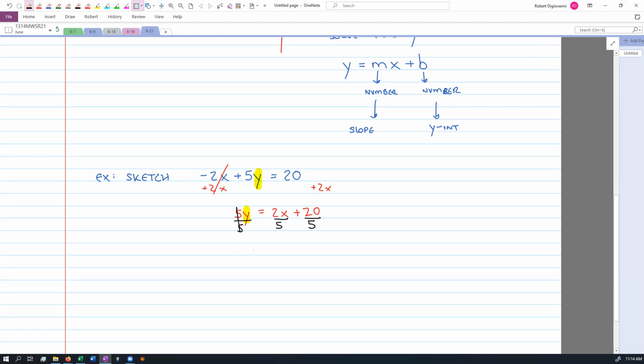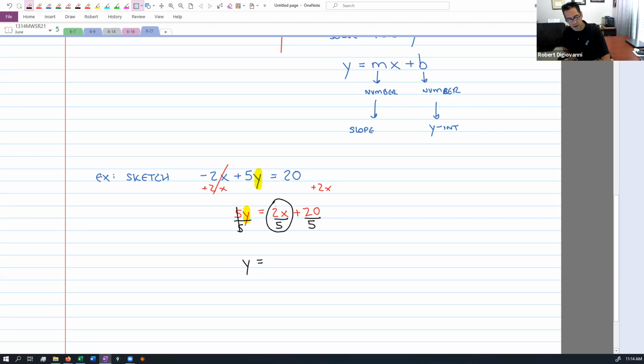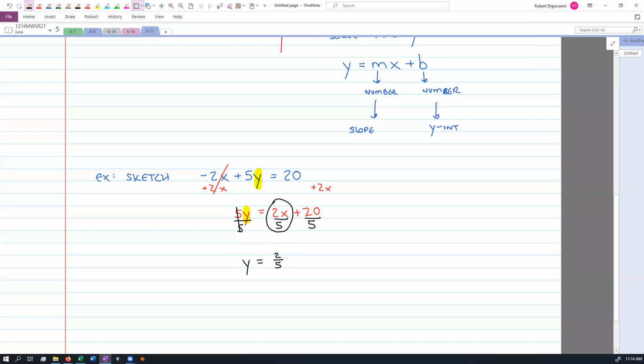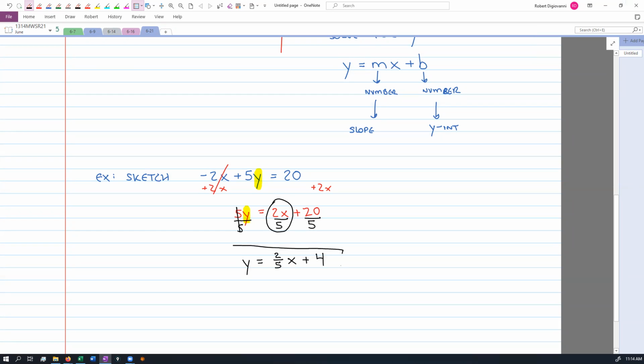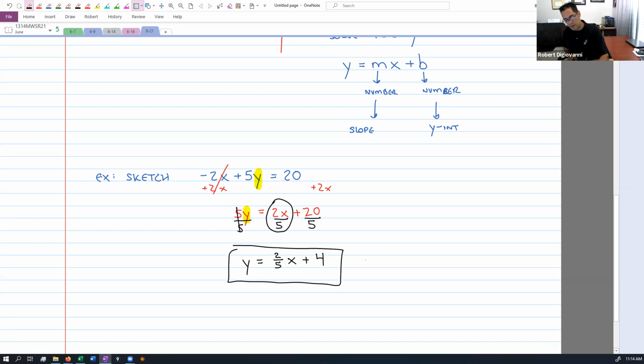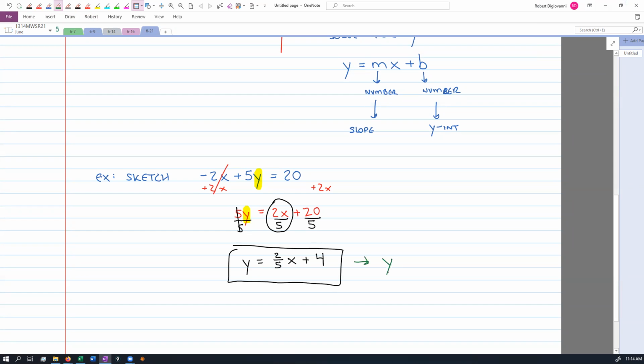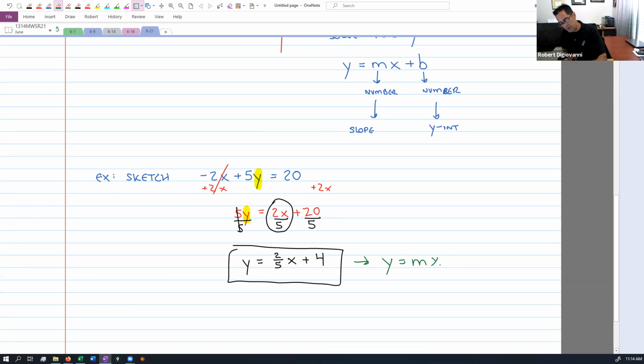So the 5 goes away, we're left with y. Here, this 2x over 5, we're going to write it this way: 2 over 5 times x, and then plus 20 divided by 5, which is 4. And now we have it. This is what we were looking for. This looks like, Elisa, you're off the hook. Thank you. This looks like y equals mx plus b.